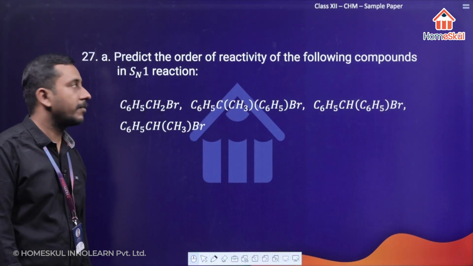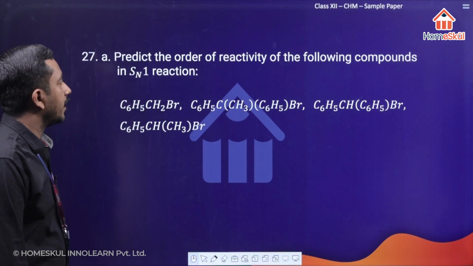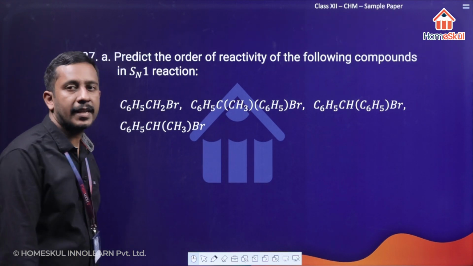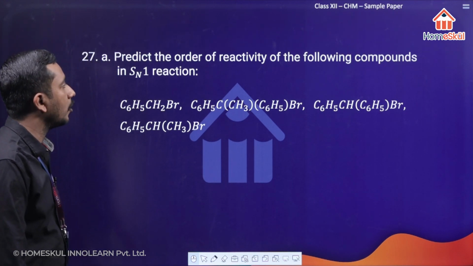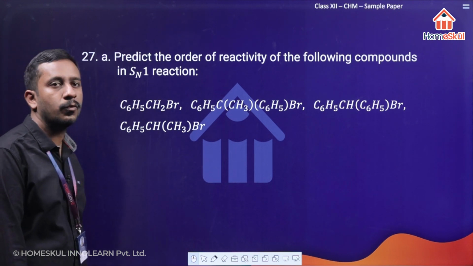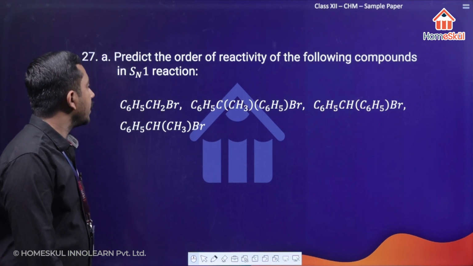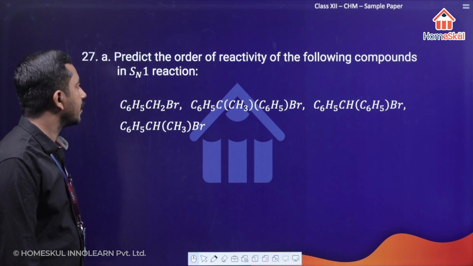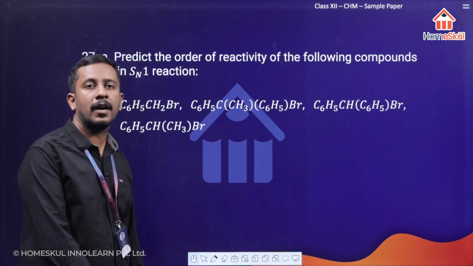Now let's move on to the 27th question. Predict the order of reactivity of the following compounds in SN1 reaction. So we have 4 compounds listed here. We have to find the order of reactivity of these compounds towards the nucleophilic substitution unimolecular mechanism, that is the SN1 mechanism. We know that the SN1 mechanism follows through the formation of a carbocation.